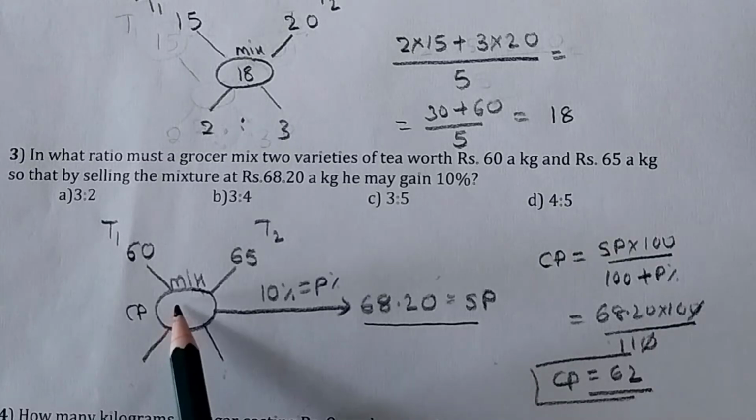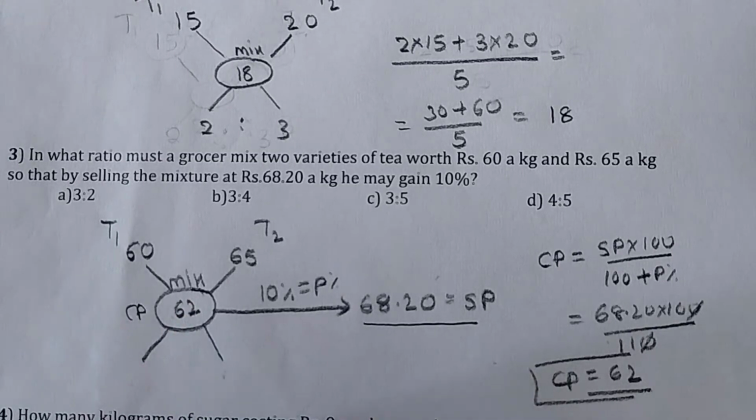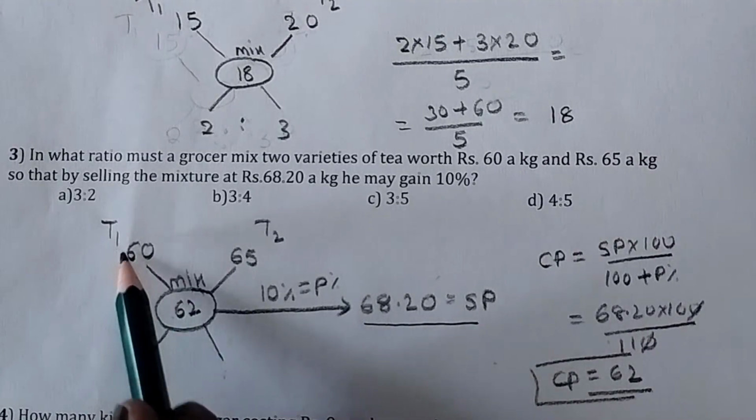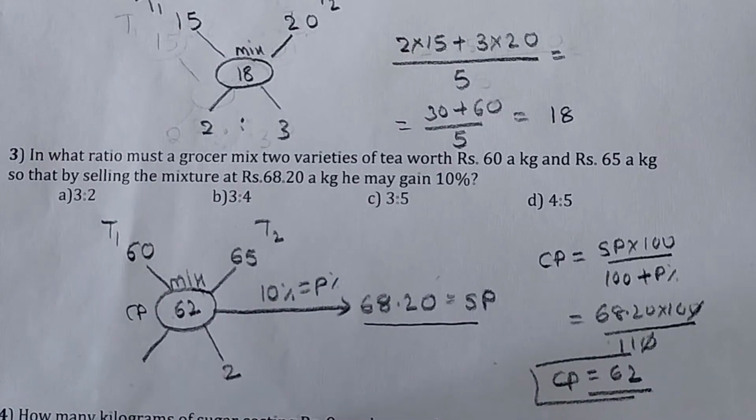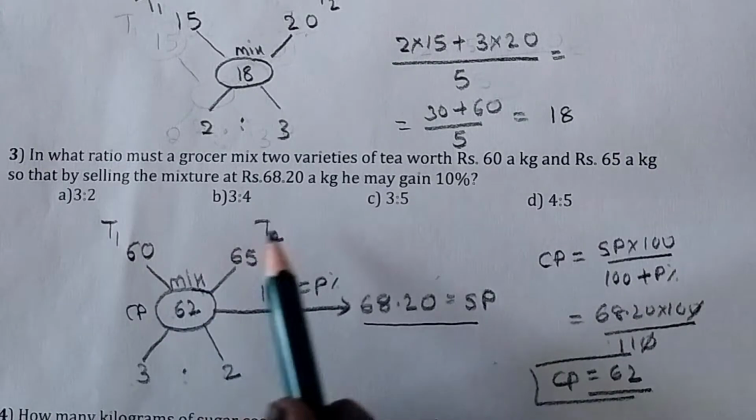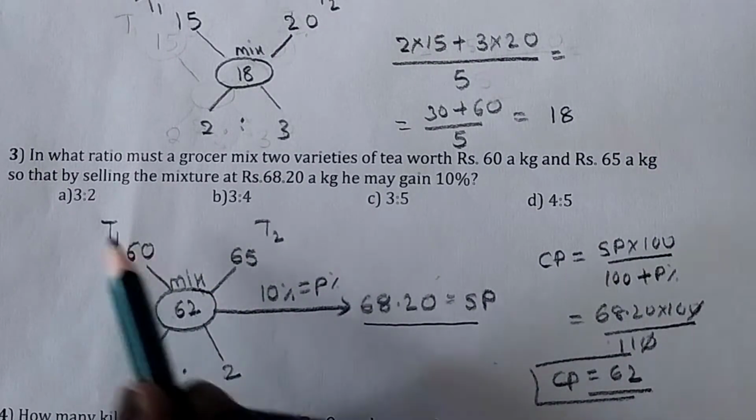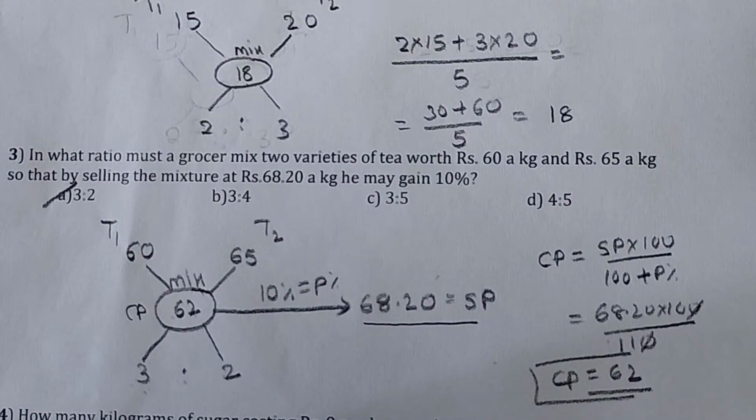Okay, now this is 62, this is 62. Now the difference between these two is here, that is 2. Difference between these two is 3. Now the ratio of the type 1 and type 2 is 3:2. Okay, this is the way we can answer the question.